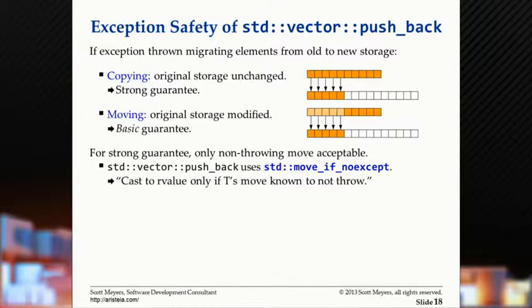As a result, inside push_back and some other functions, they can't just blindly move things. They can only move things if those things are known not to throw exceptions, which means they don't call move. They call a related casting function called move_if_noexcept. Move_if_noexcept, also in the standard library, though less well known than move, conceptually, for purposes of this slide, you can think of as saying, cast this thing to an rvalue only if its move operation is known to not throw.